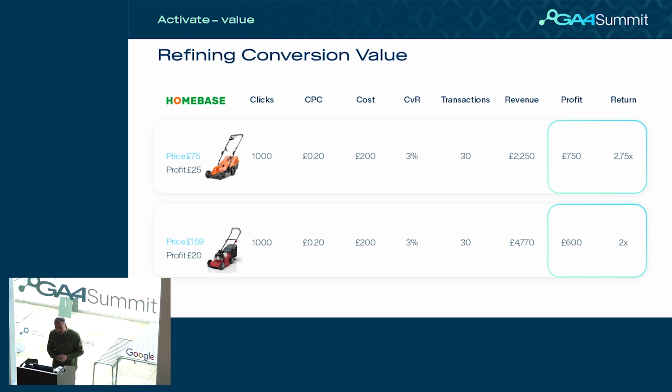So you can see there that if you take profit, and these are again numbers I've plucked out of the air for this example, profit could change how you or the machine optimizes toward value.